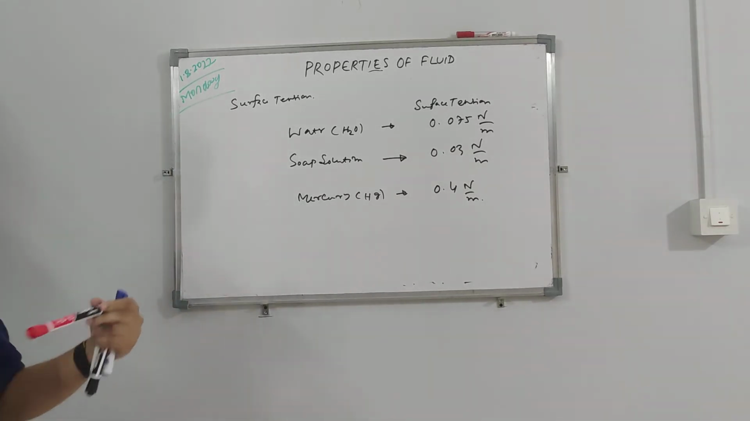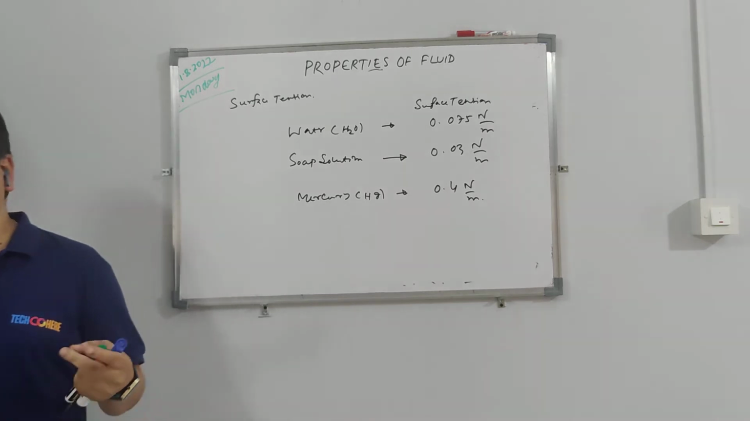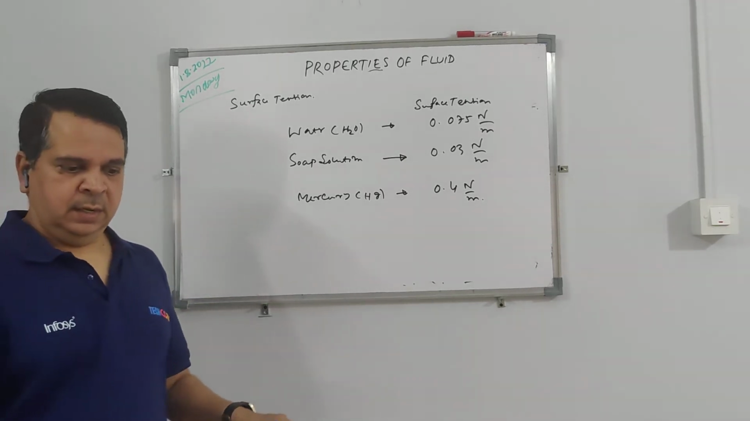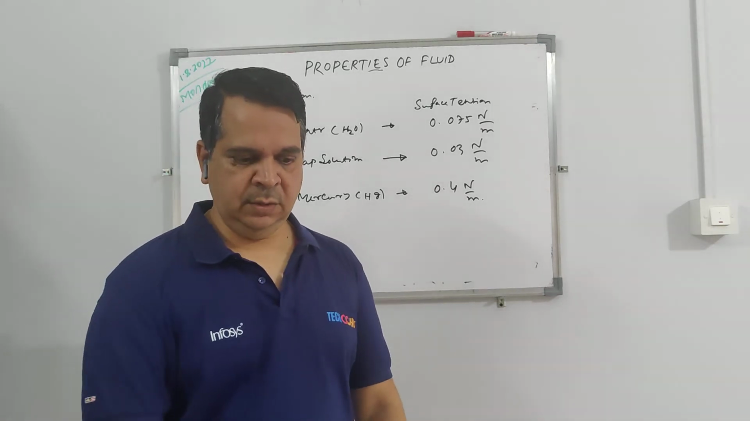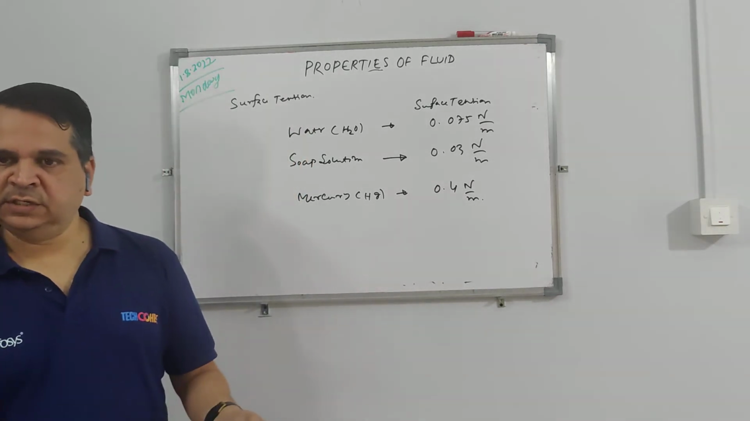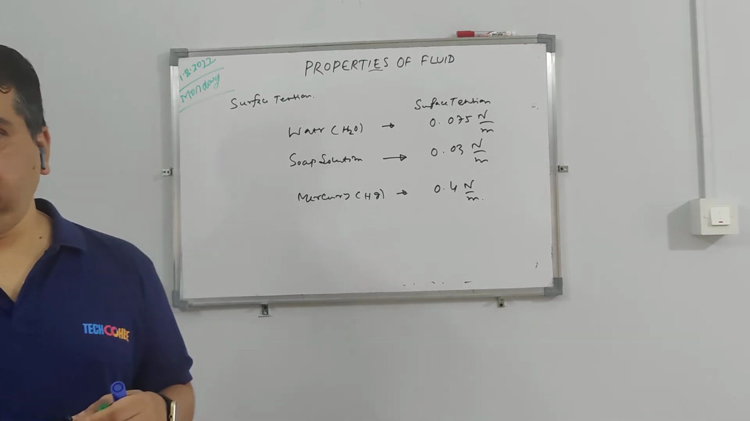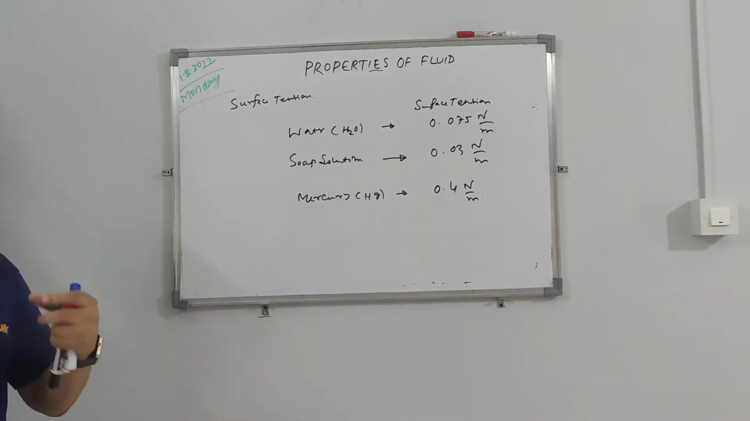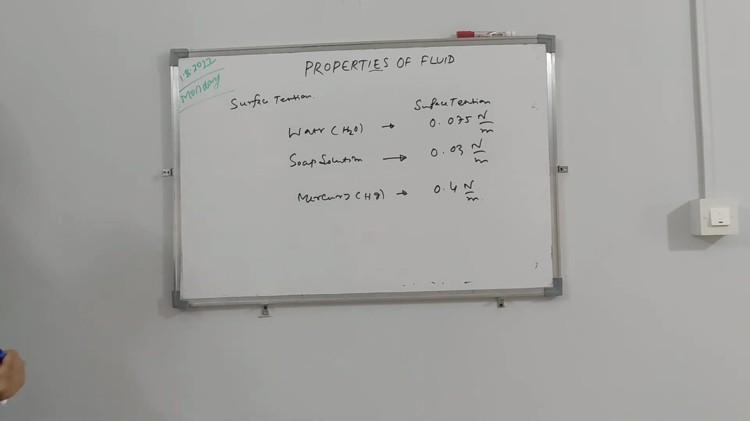That's why the intermolecular force between the mercury molecules is very high. That's why if you drop mercury, it will not spread. It will not wet the surface. Instead, it will behave like a solid ball kind of thing, because there is a lot of cohesive force. That's why it is behaving almost like solid mercury.